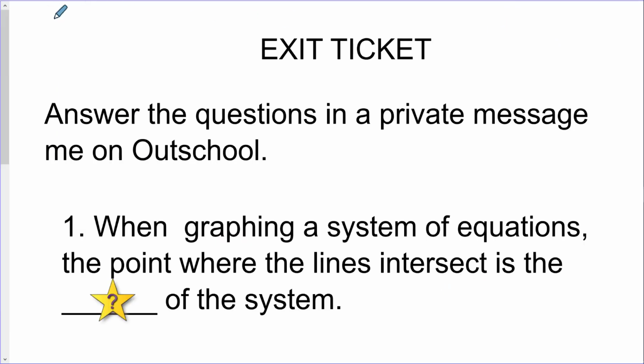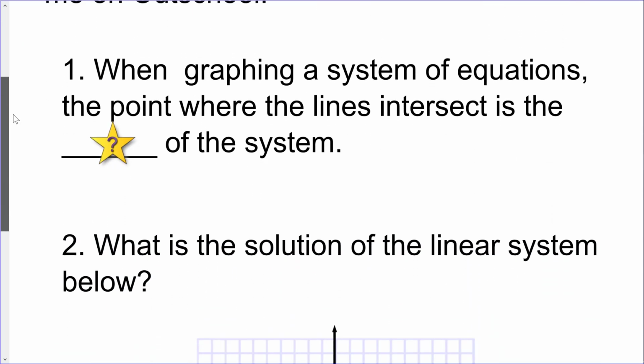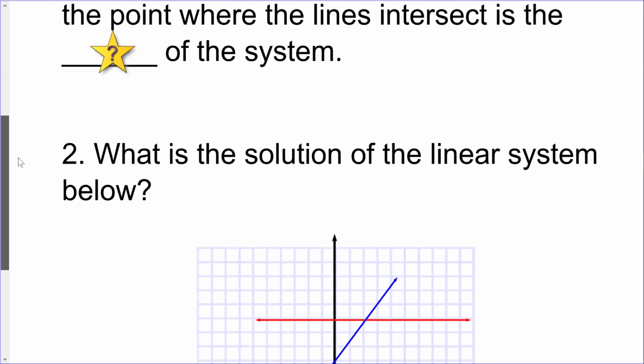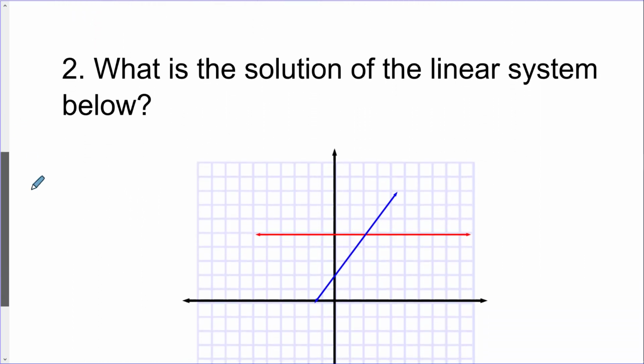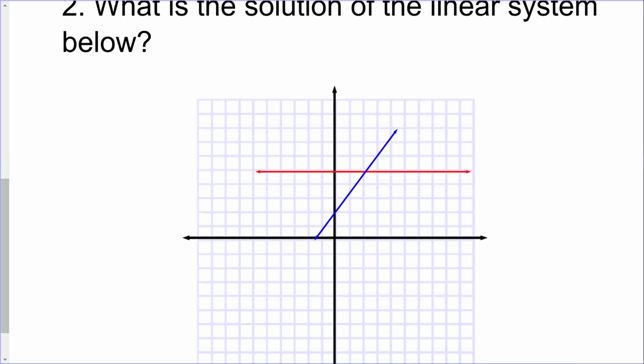Okay, for your exit ticket, you're going to answer on Outschool with a private message to me. And here are your two questions. First question is, when graphing a system of equations, the point where the lines intersect is the blank of the system. So what goes in that blank? And then the second question is, what is the solution of this linear system here?